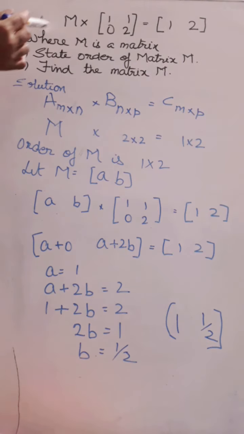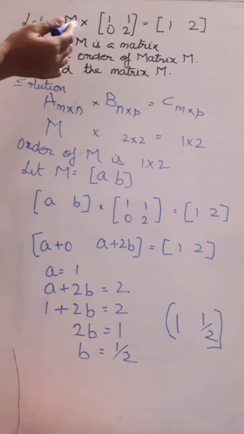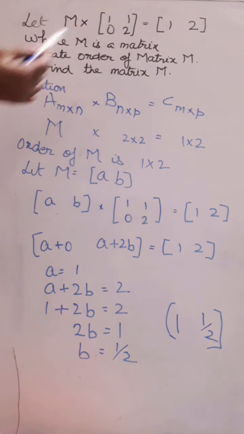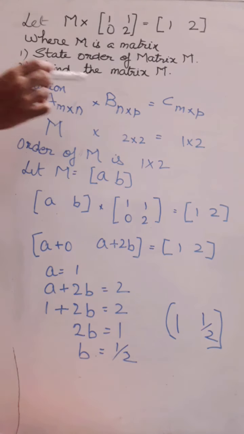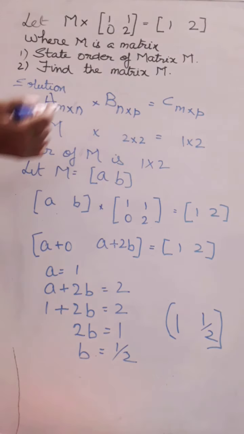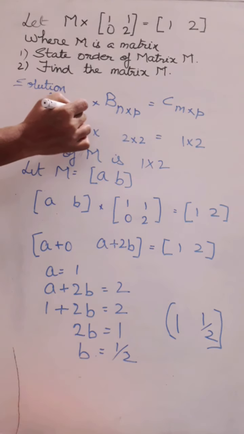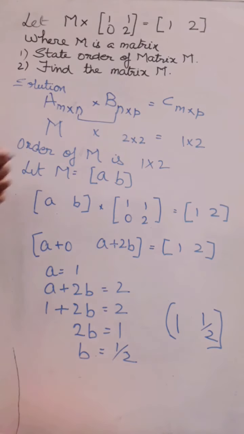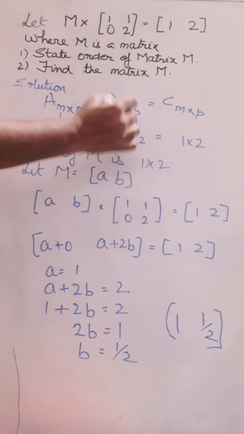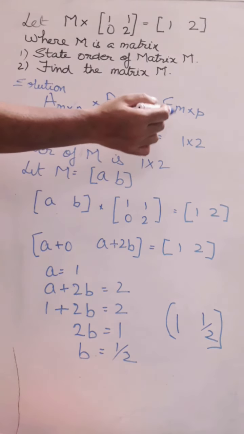We have the question here: let M be a matrix, M into this matrix equals this. First thing we need to find the order of M, and then we need to find what the matrix M is. So we know the rule of multiplication of matrices: a matrix A is multiplied with B and we are getting C. If A is of order M into N, then B will be of order N into P. The number of columns here will be equal to the number of rows here. Now whatever matrix we are getting as a result will be of order M into P. So the order of C is M into P.